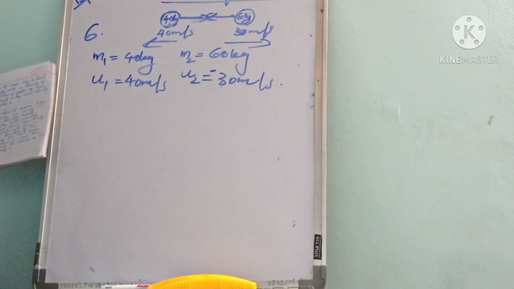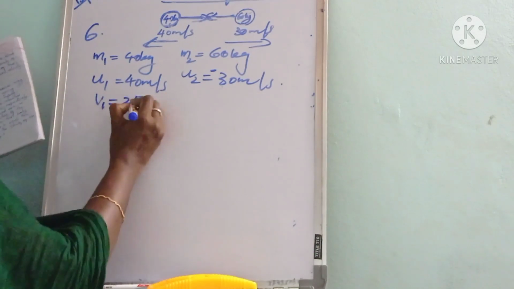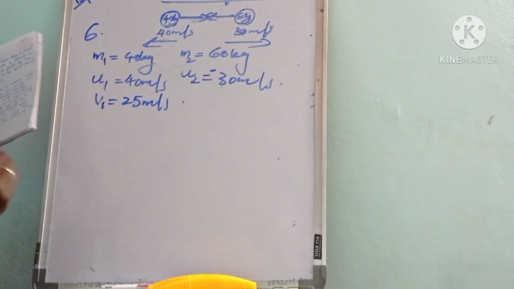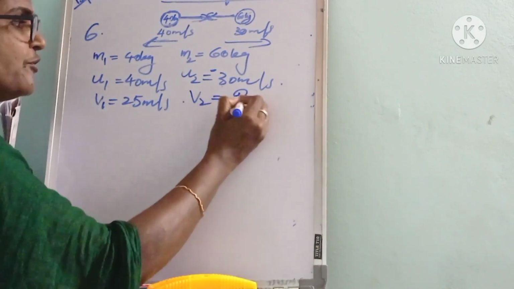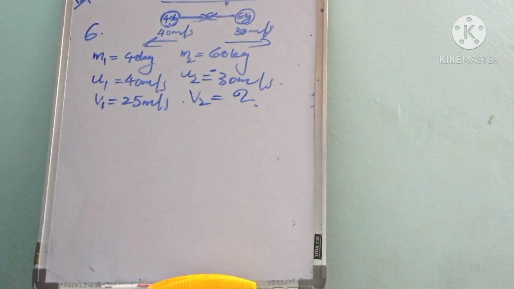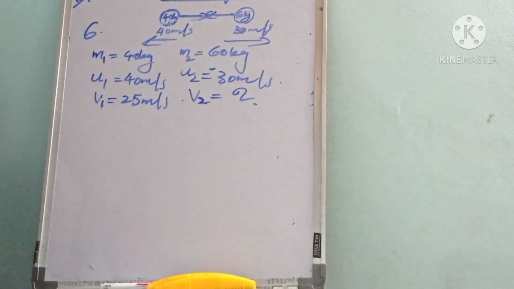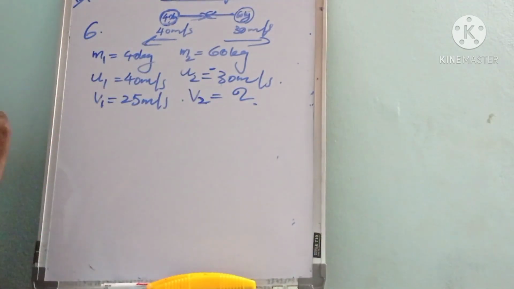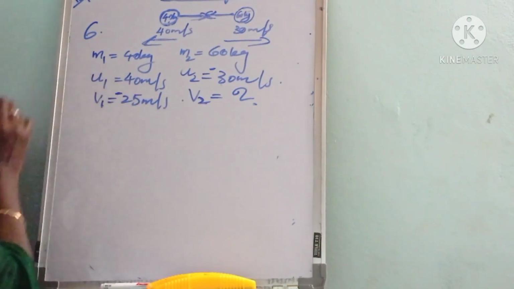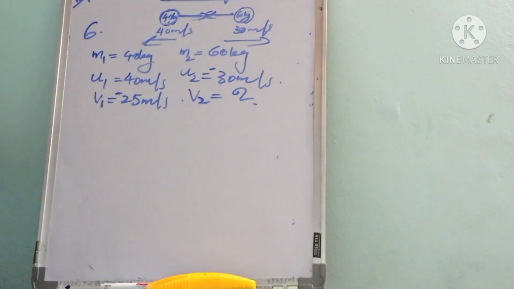And here, if the velocity of the first body after collision, v1, is given as 25 meter per second, then we have to find the velocity of the second body after collision. So we have to find v2. After collision the two bodies move in opposite directions, so here we have to put a negative sign.